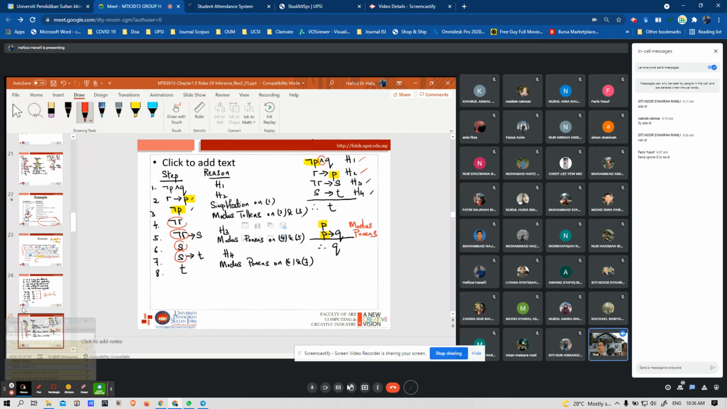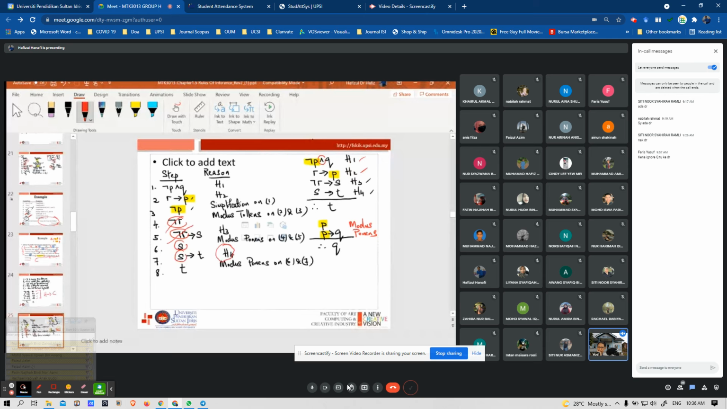Negate R and negate R implies S is H3. And then modus ponens on 4 and 5. Okay, we eliminate this one, and then we have S. S implies T is H4. And then we have modus ponens on 6 and 7. Therefore, we get T.